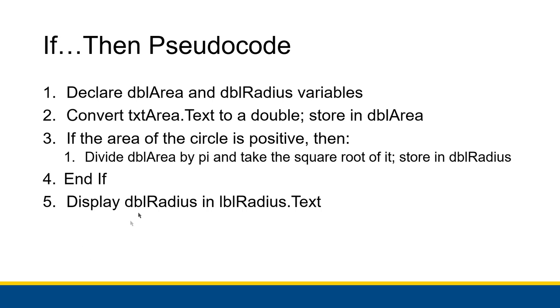So we take the value of double radius, whatever it might be, no matter if the area was positive or not. We take that value and we stick it in label radius.text. Of course, we have to do our toString method, but you know, this is pseudocode. We don't have to worry about that yet. And that's the idea of this procedure. This would be like a button calc underscore click or something like that type of procedure.